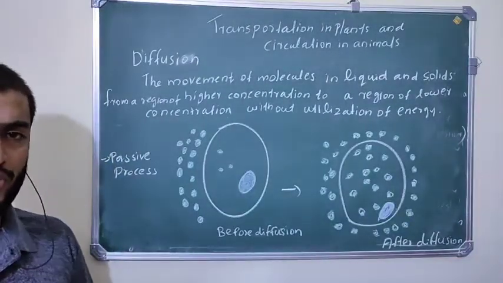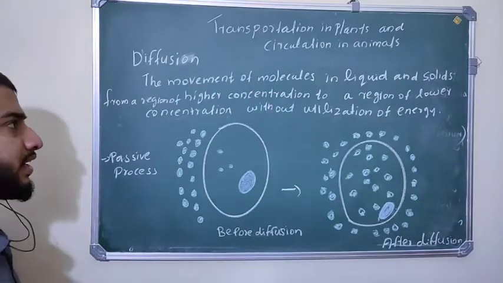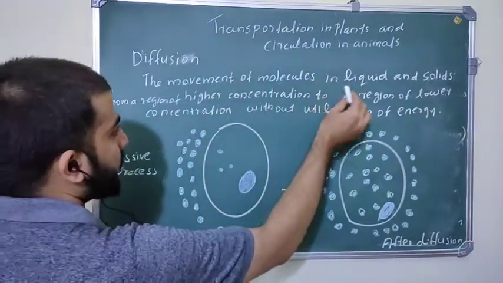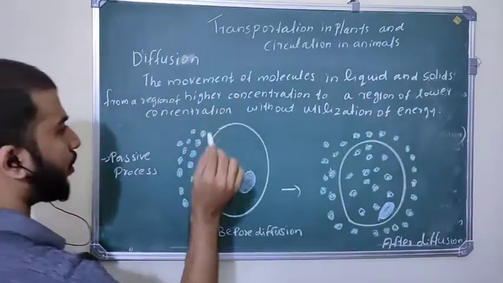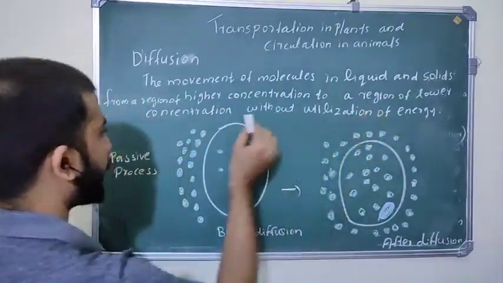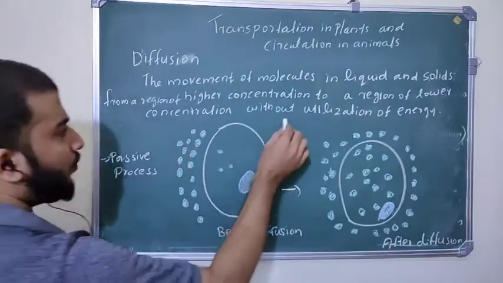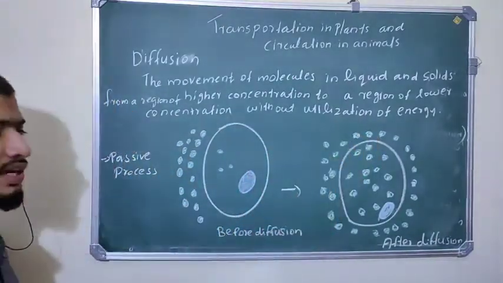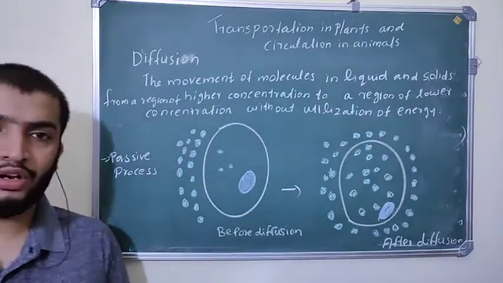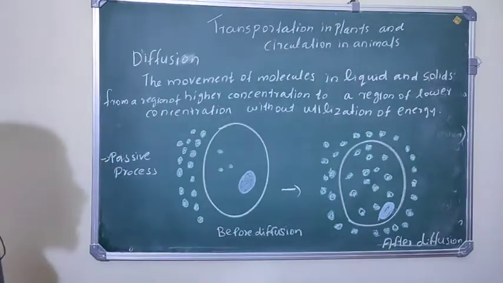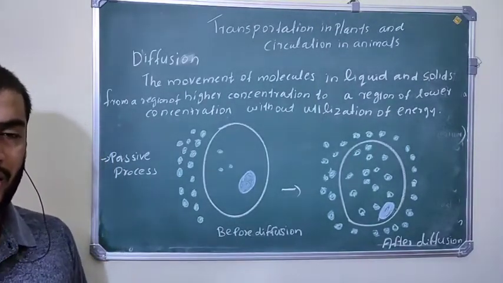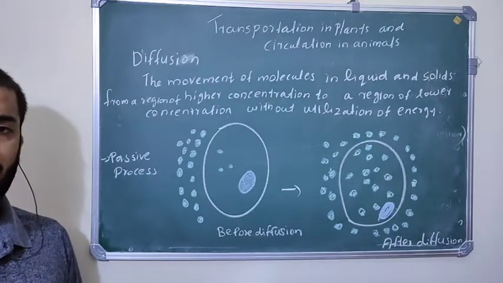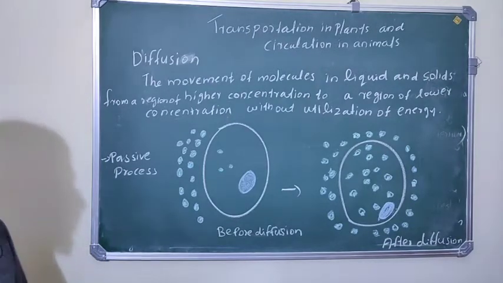So what is diffusion? Diffusion is defined as the movement of molecules in liquids and solids from a region of higher concentration to a region of lower concentration without utilization of energy. So what is diffusion? It is a movement of molecules from a region of higher concentration to a region of lower concentration.